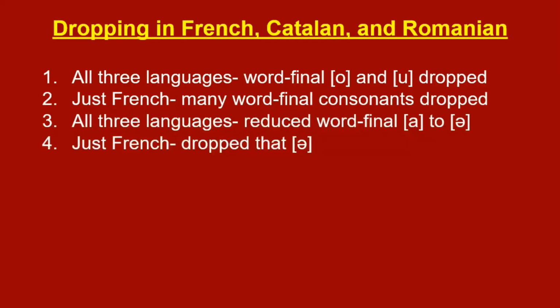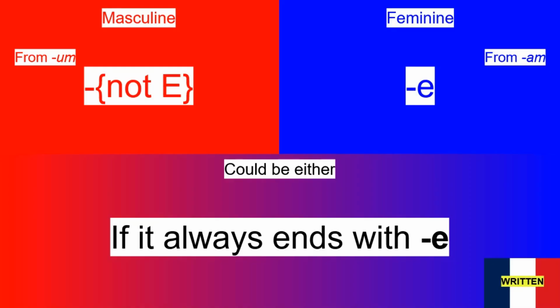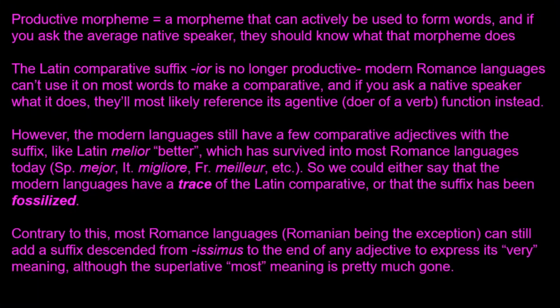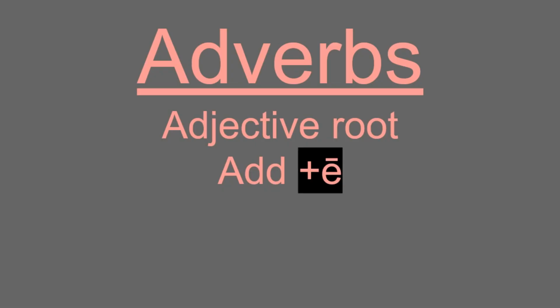The new gender rules I described for Catalan, Romanian, and especially French also apply here. However, we do have a bit of a loss. The comparative suffix -ior is no longer productive in the Romance languages, it's only stuck around on particularly common adjectives. The superlative suffix -issimus is still productive, just not in Romanian, but it has been inherited by the languages further west. And finally, we have a major change on the adverbial suffix.